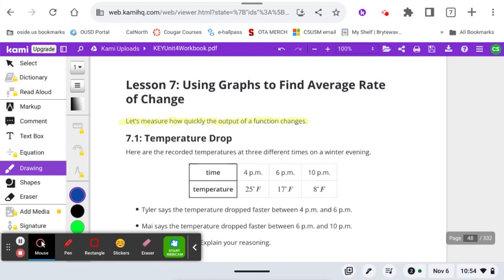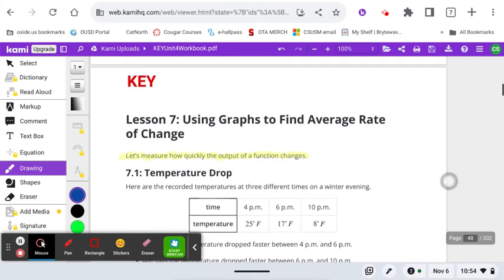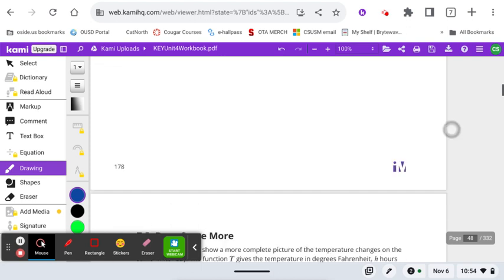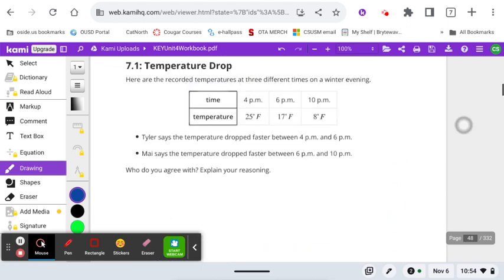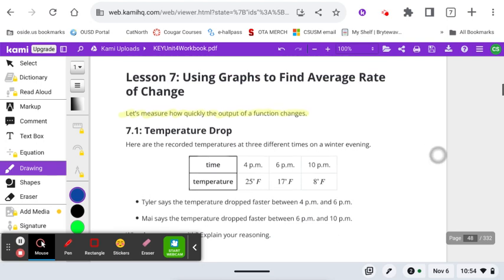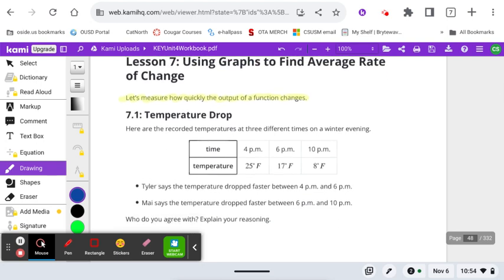All right, today we're going to be doing lesson 7, using graphs to find average rate of change, which is an Algebra 1 Unit 4 lesson, and it's on page 178 in your student workbooks. We start with a quick warm-up where we're trying to measure how quickly the output of a function changes.